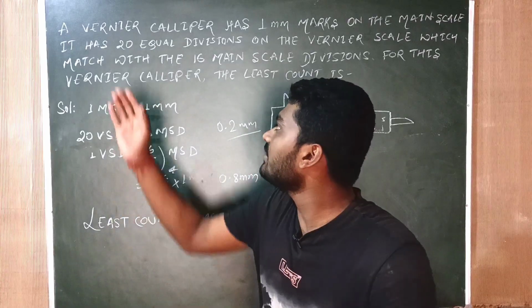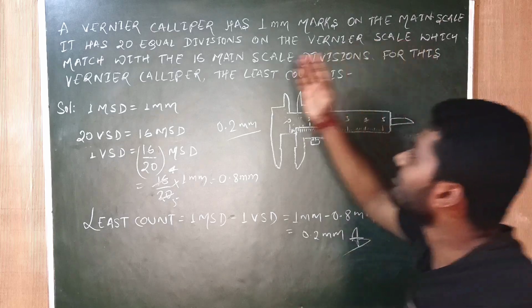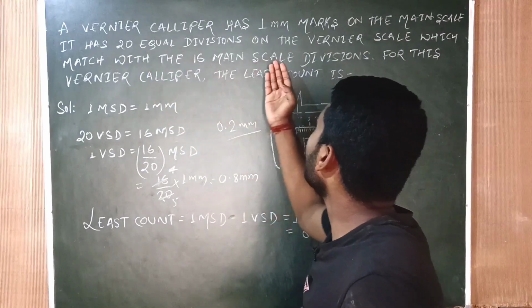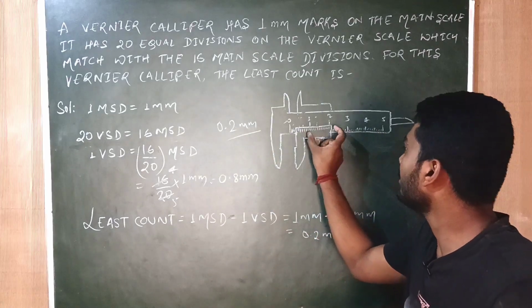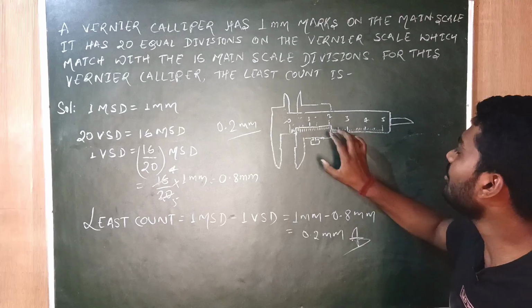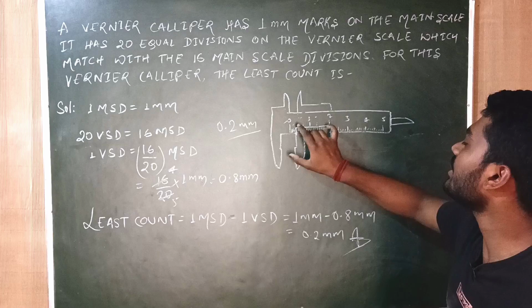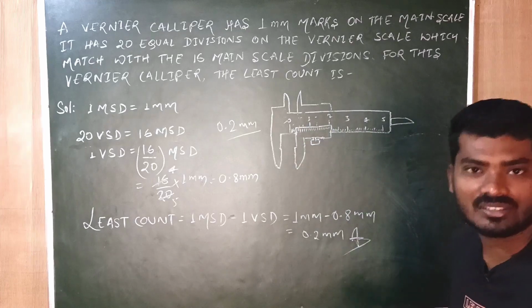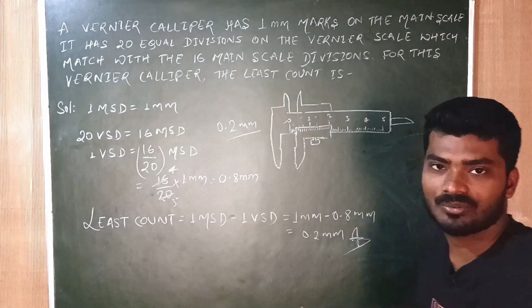Okay, now it has 20 equal divisions on the vernier scale which match with the 16 main scale divisions. So these are the divisions on the main scale. So 20 divisions on the vernier scale are equal to the 16 divisions on the main scale. So 20 vernier scale divisions equal 16 main scale divisions.